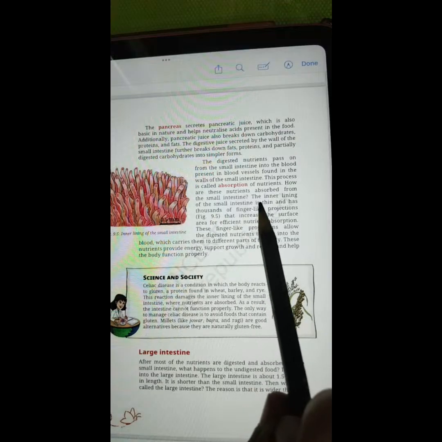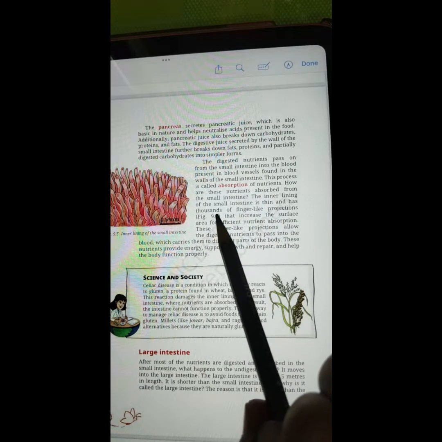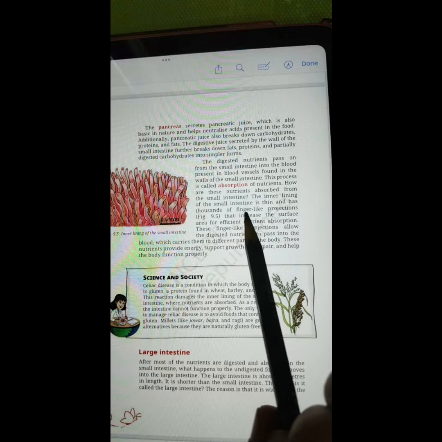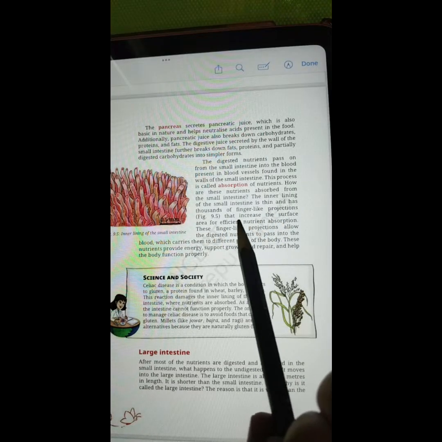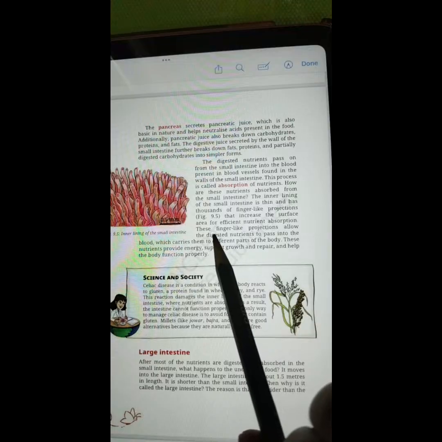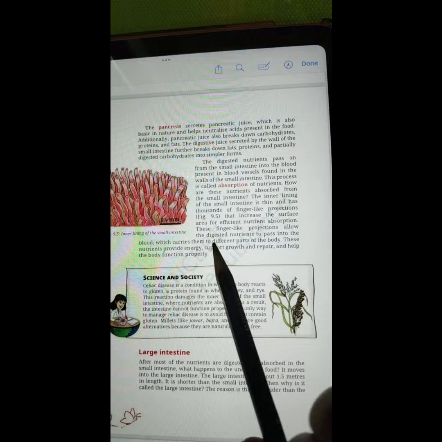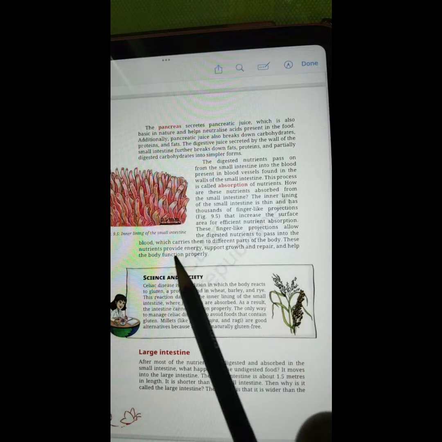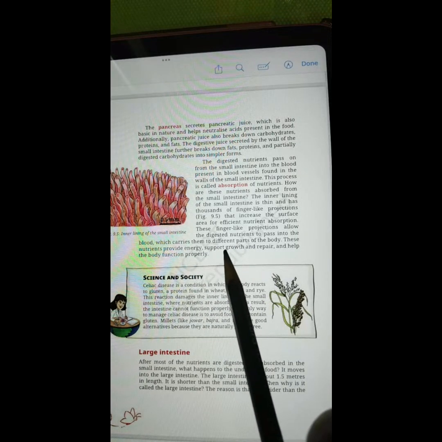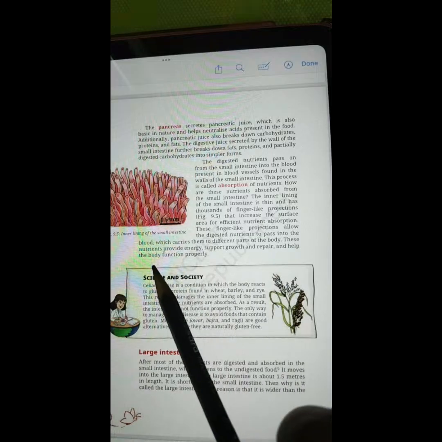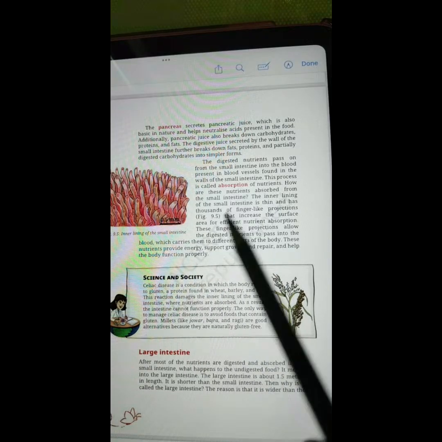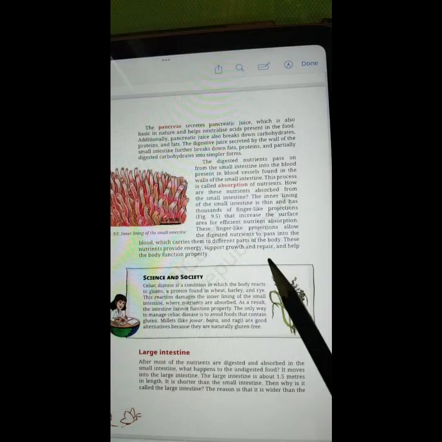How are these nutrients absorbed from the small intestine? The inner lining of the small intestine is thin and has thousands of finger-like projections that increase the surface area for efficient nutrient absorption. These finger-like projections allow the digested nutrients to pass into the blood, which carries them to different parts of the body. These nutrients provide energy, support growth, repair, and help the body function properly.